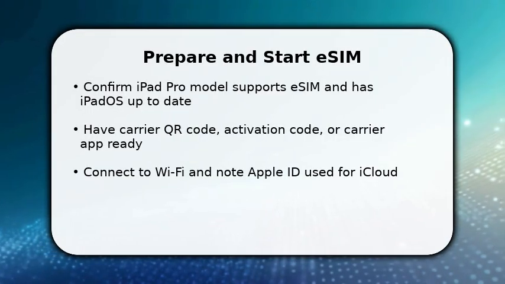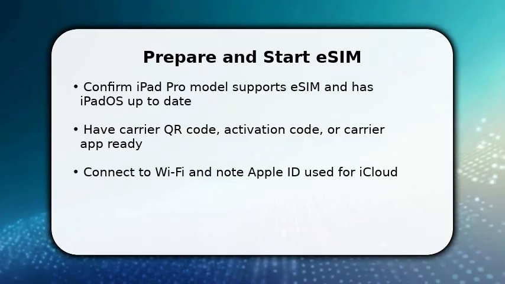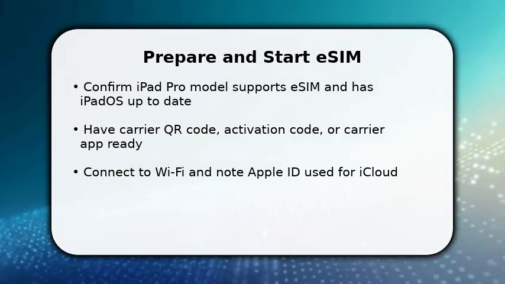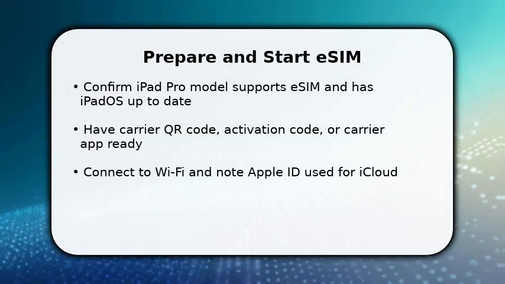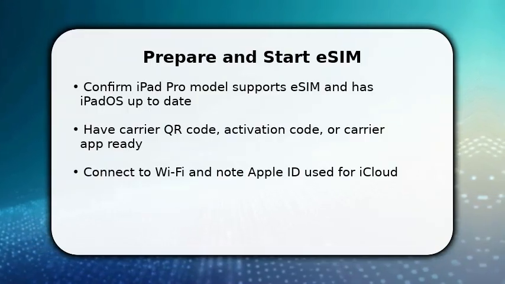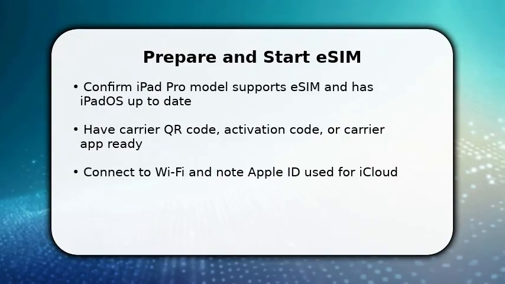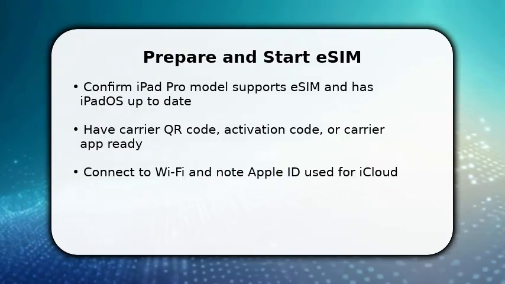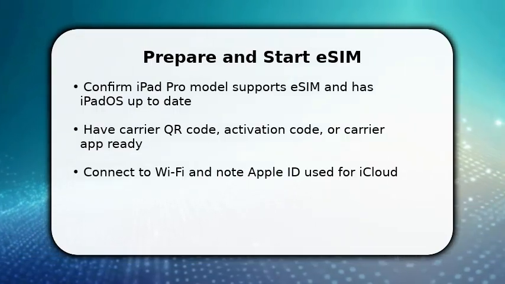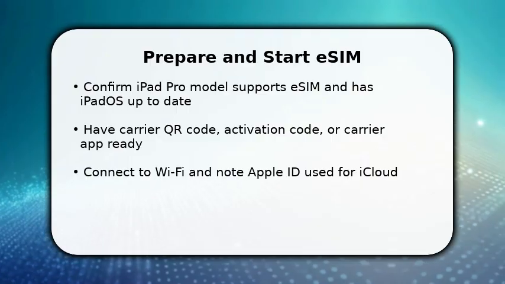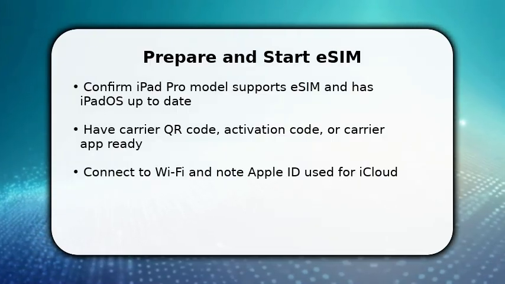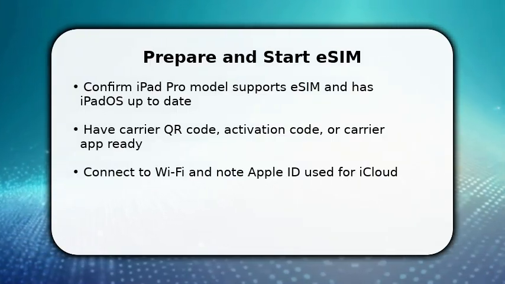You begin by confirming support and gathering what you need. First, make sure your iPad Pro model supports eSIM and that iPadOS is updated. This prevents activation errors. Next, open Settings and tap Cellular to start. This is the first actionable step. Keep your carrier QR code, activation code, or carrier app at hand so you can add a plan immediately.